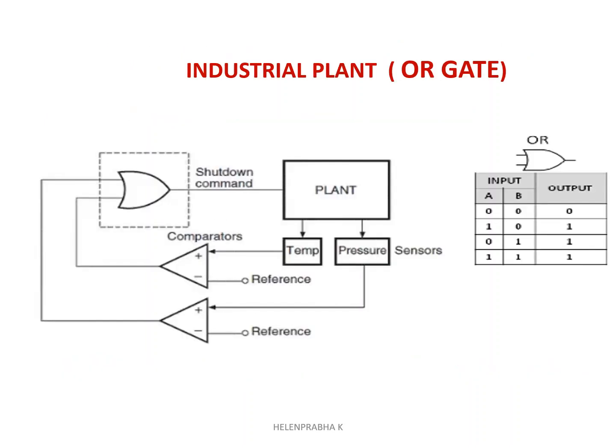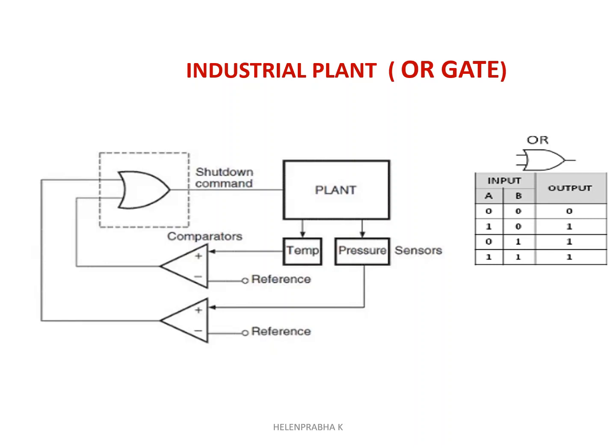So let us consider the OR gate. First we'll see the OR gate truth table. Let us consider two inputs A, B, and output Y. You will get a high OR output if any one of the inputs is high. In an industrial plant, let us consider two sensors being used.